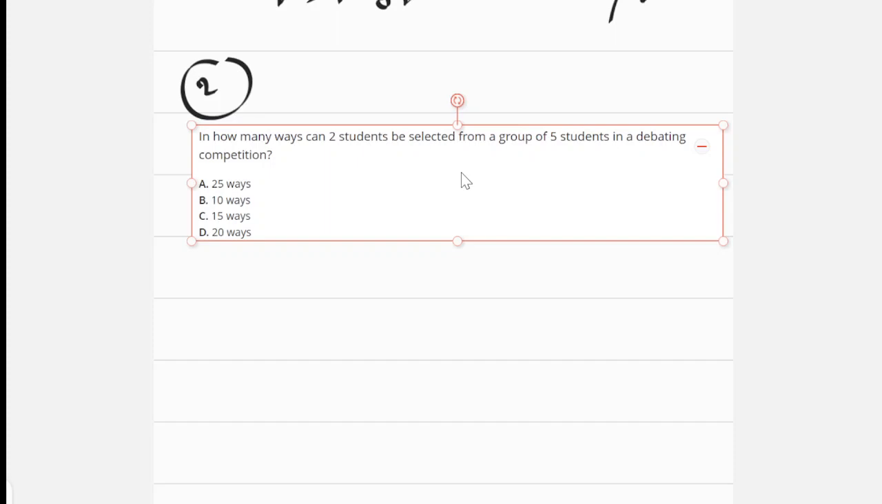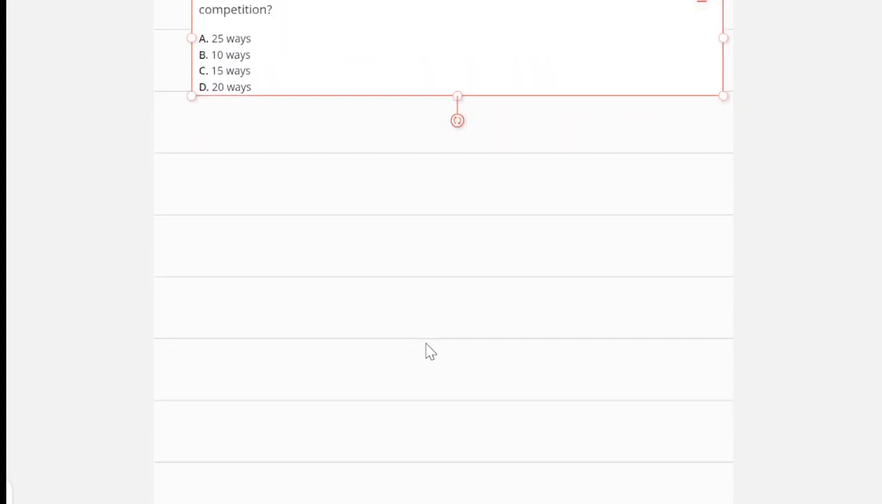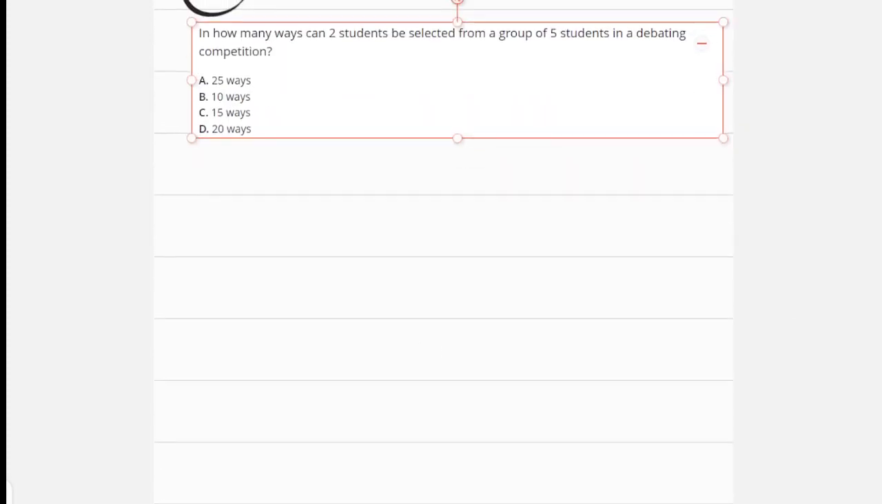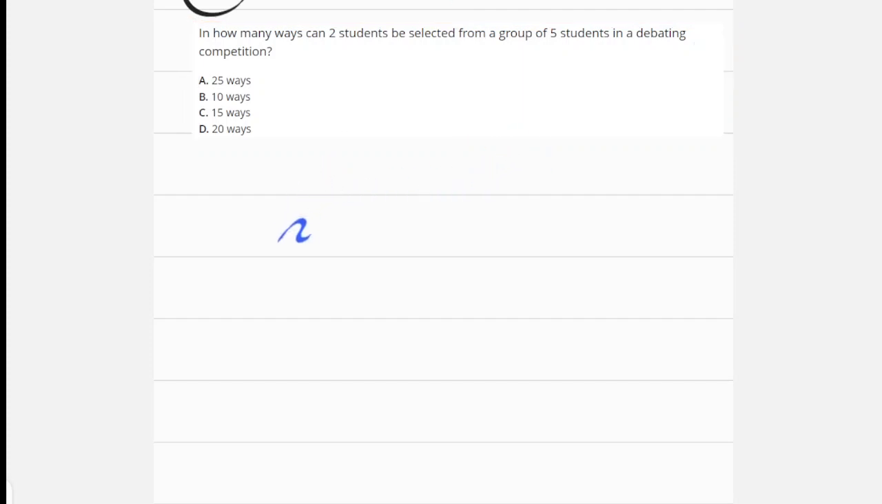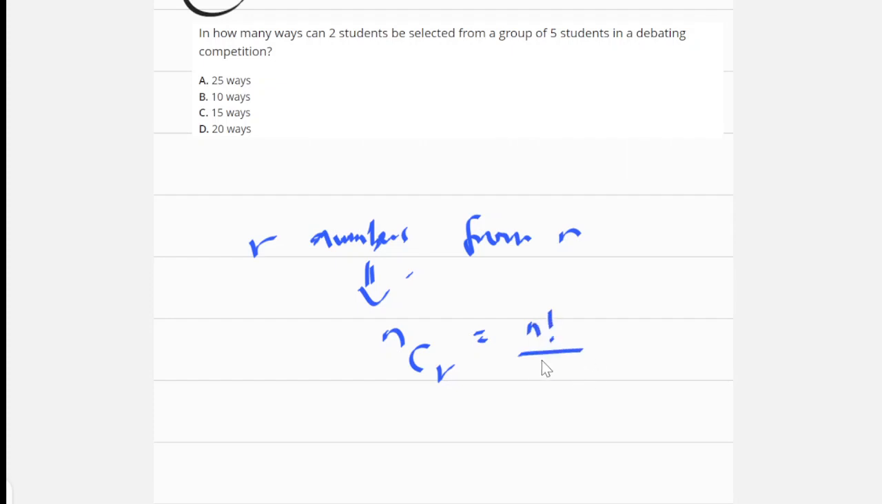You can see when you are selecting, that is an application of combination. And don't forget, for combination, the number of ways you can select r quantities from n is given by this formula. That is n combination r. And n combination r is n factorial divided by n minus r factorial, r factorial. I hope you understand now.